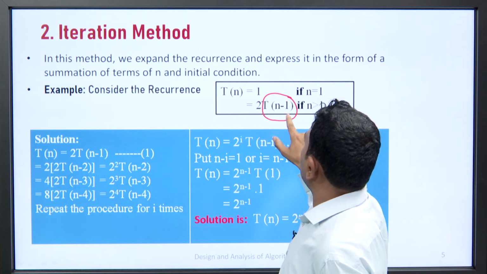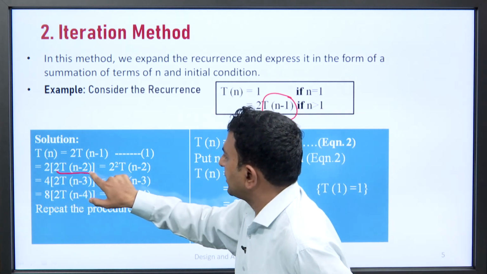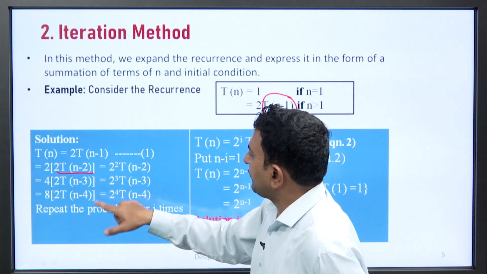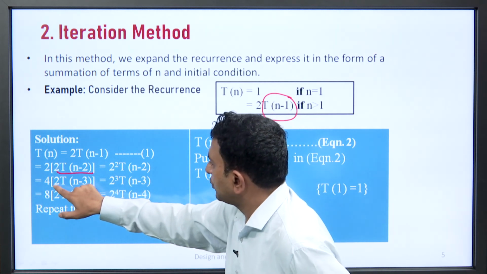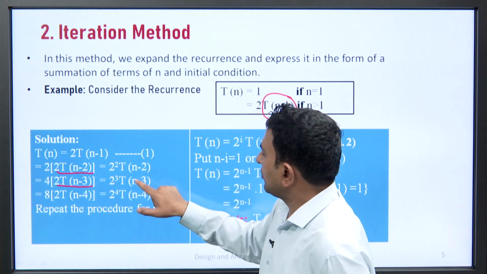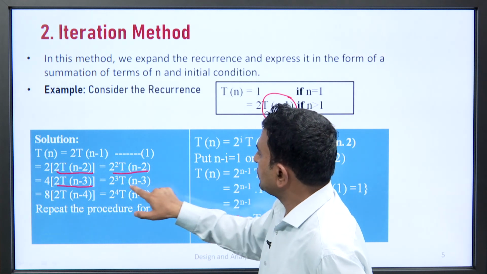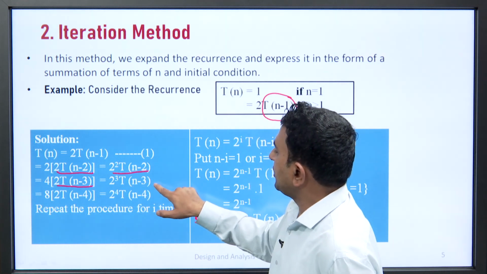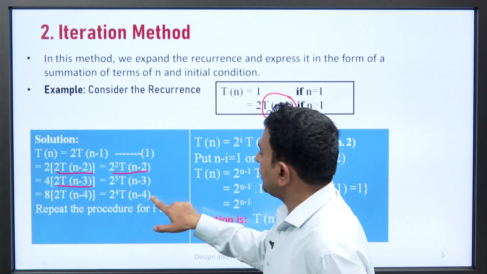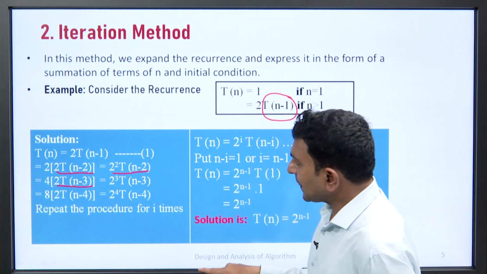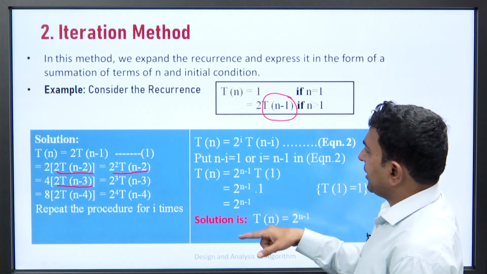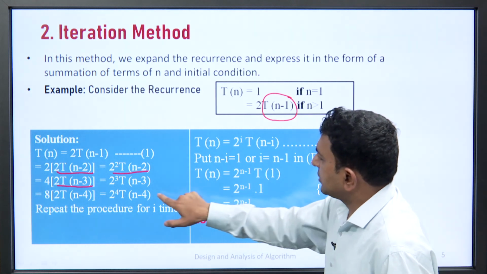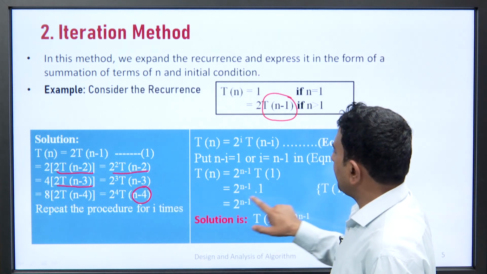2 T(n-2). So, here we got 2 T(n-2). Similarly, if we put the value of T(n-2), we get 2 T(n-3). So, what do we get here? 2 squared T(n-2), 2 raised to the power 3 T(n-3), 2 raised to the power 4 T(n-4), and so on. This expression will be expanded till this part becomes 1 here.